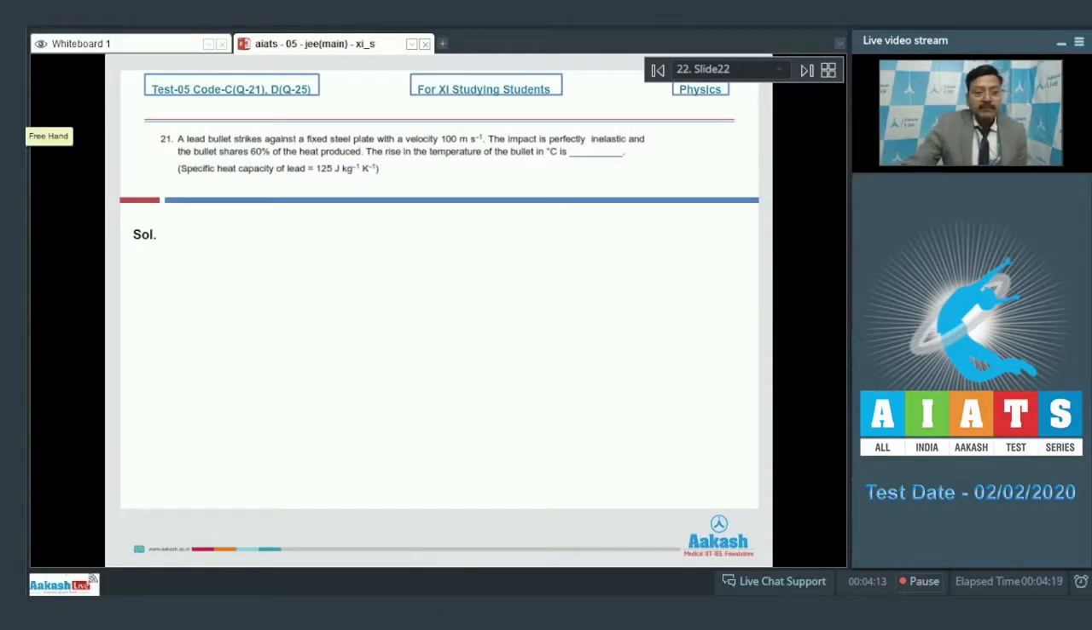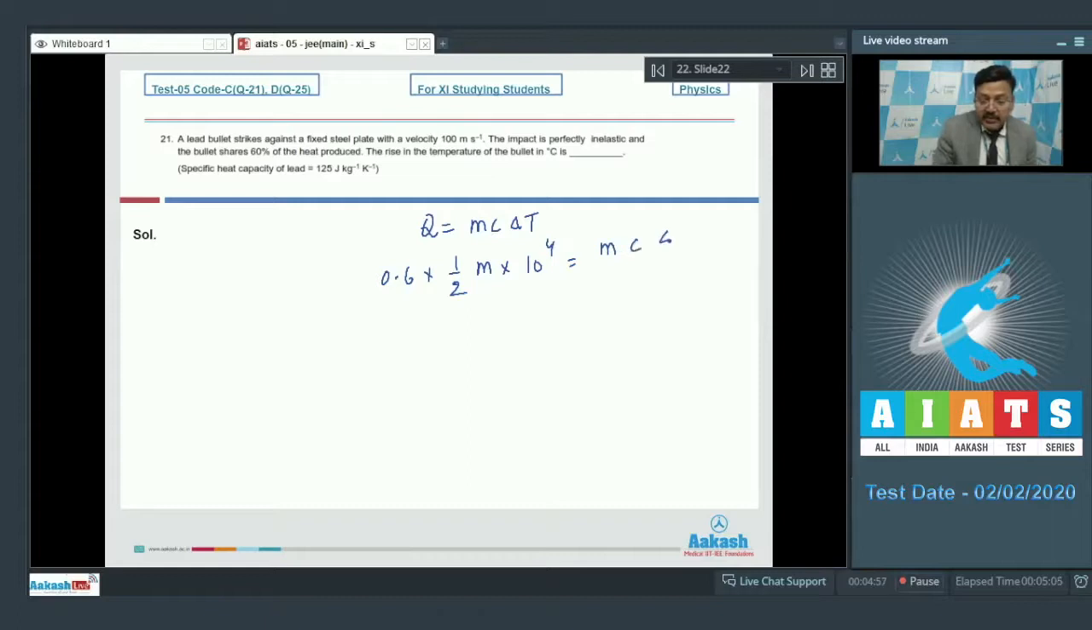Now let's see. The equation that we are going to use is Q, that means the total heat absorbed, is equal to mc delta T, where delta T is the rise in temperature, the change in temperature. The value of Q is going to be equal to 0.6 into half mv square. So let's put the value. It is half m, where m is the mass of the bullet, and v square will be 10 to the power 4 SI units, because v, the velocity, is 100 meter per second, and this is equal to m into specific heat, whose value is given, into delta T.